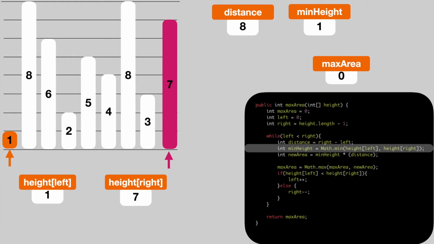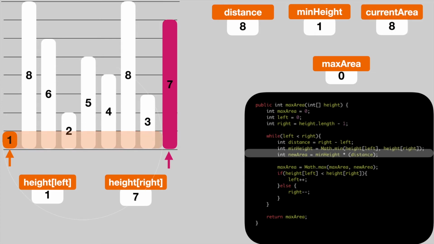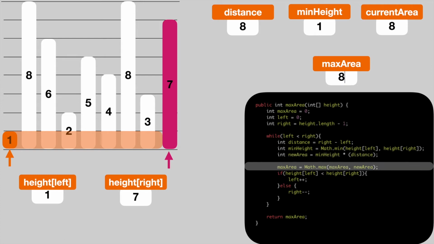Next is the minimum height. As we said earlier, the fluid will adapt to the smallest extremity of the container. In our case, we compare 1 and 7, so we take 1. Next, we calculate the new area, which is calculated by multiplying the minimum height with the distance, 8 multiplied by 1. Next, we compare the calculated area with the already saved maximum area. So 0 compared to 8.